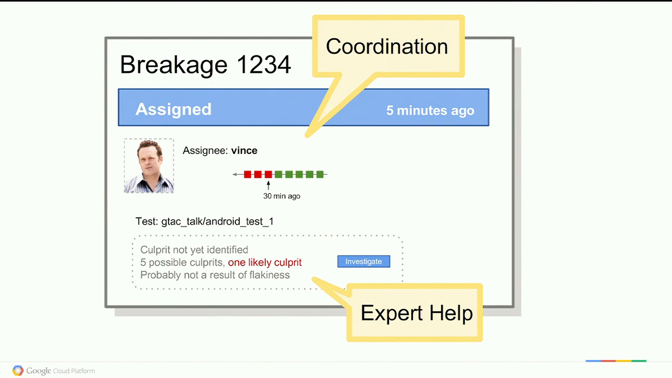And importantly, we're coordinating here. So like, this is a page that everybody can see. If they're affected by this breakage, they should be able to come here. They should be like, oh, OK, cool. I see Vince is on it. That's good.